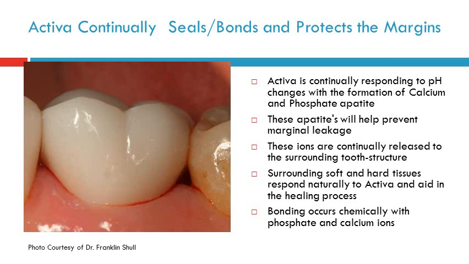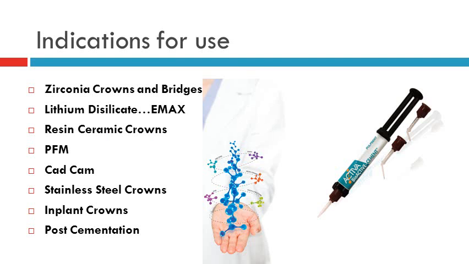ACTIVA bioactive cement continually seals, bonds, and protects the margins. It's filling these margins with calcium and phosphate apatite. These apatites will help prevent marginal leakage. These ions are continually released to the surrounding tooth structure. Surrounding soft and hard tissues respond naturally to ACTIVA and aid in the healing process. Bonding occurs chemically with the phosphate and calcium ions to all substrates used in dentistry.